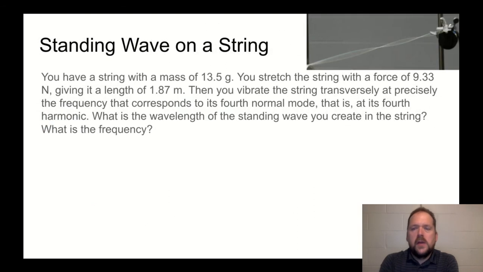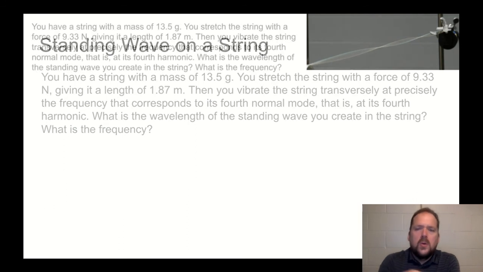So let's solve a sample problem with this idea. Here's a standing wave on a string. You have a string that has a mass of 13.5 grams. If you stretch the string with a force of 9.33 newtons, giving it a length of 1.87 meters, and then you vibrate the string transversely at precisely the frequency that corresponds to its fourth normal mode. So you're producing that fourth normal mode where you have 4 humps in the string. That is at its fourth harmonic. What is the wavelength of the standing wave that you create in this string, and what's the frequency?